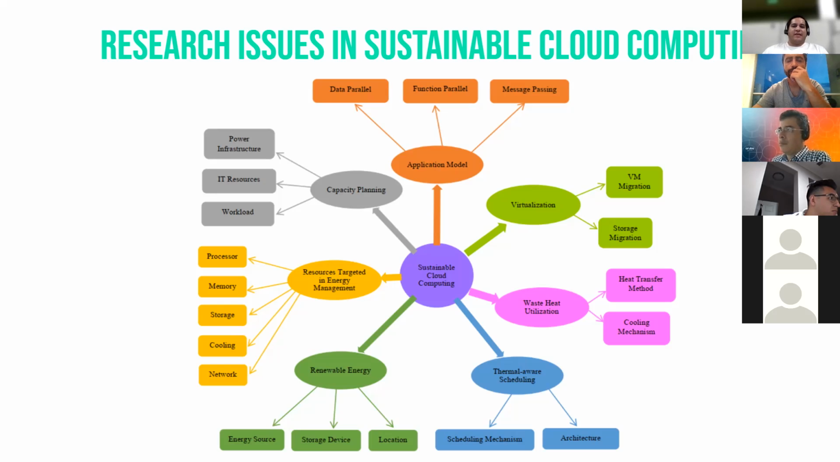For the application model, we have the data parallel. The data parallel model is a form of parallelization across multiple processors in a parallel computing environment, which focuses on distributing the data across different nodes. The function parallel model is a form of parallelization of computation across multiple processors in parallel computing environments. Can you see the pointer of my mouse? Okay, yes. I will try to point at them.